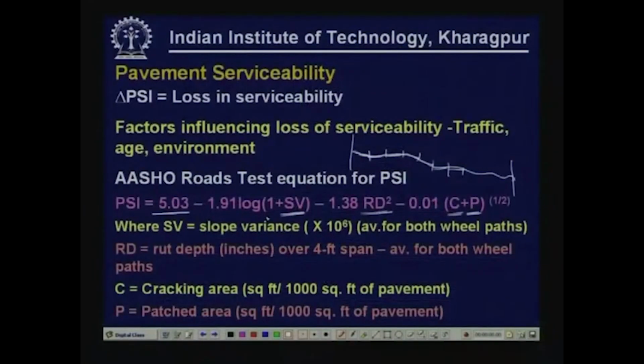paths. Cracking is the area of cracking expressed in terms of square feet for 1000 square feet of paved area. If you observe 1000 square feet of paved area, out of that how many square feet has got cracked surface, that is what is known as cracked area. Similarly, patching is also how much area of the paved surface is patched per 1000 square feet of pavement area.